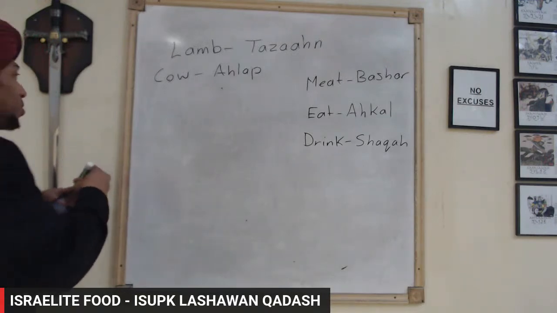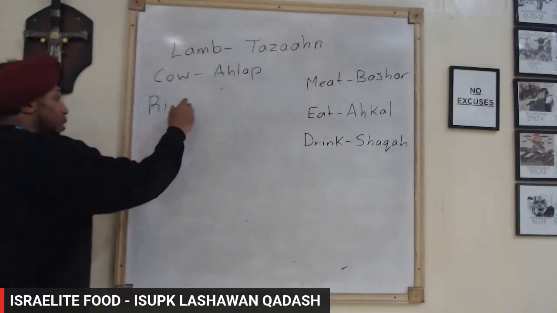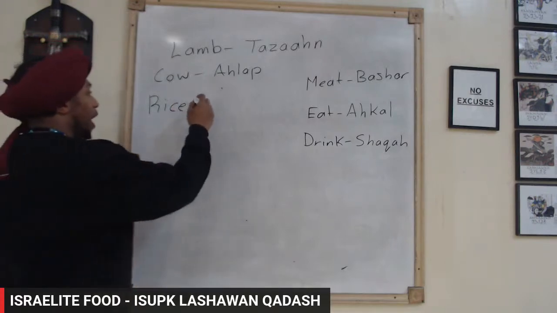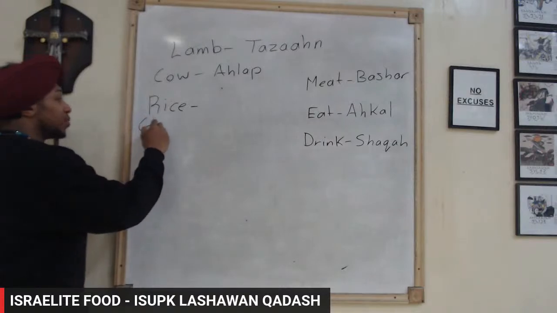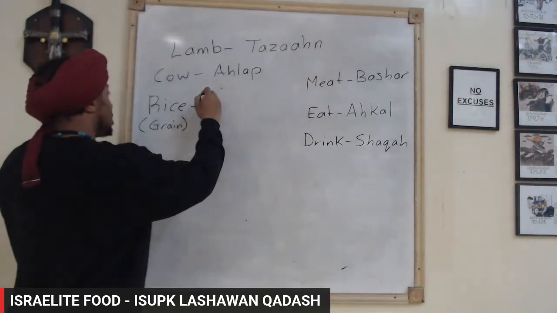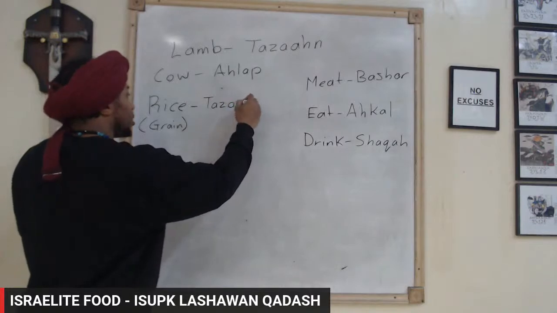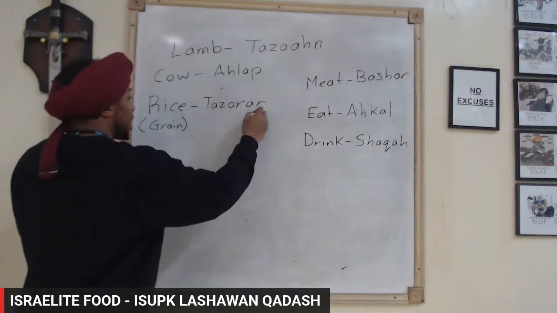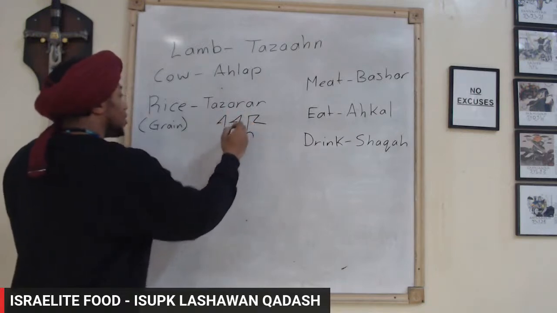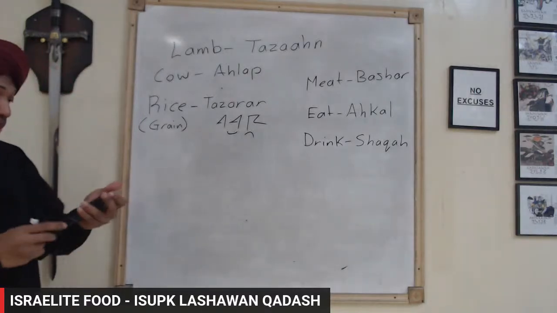We need a word for rice, right? So I'm putting rice up on here until further notice. Right? Next week I come back and say this is wrong, right? This is the word for rice based on the word for grain. Okay, it is tazara. Tazara. So the taza and a ra. So tazara. That's rice.